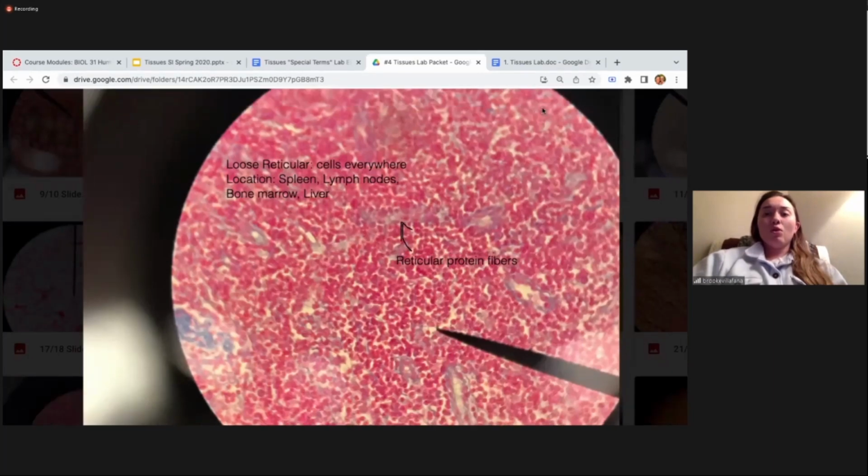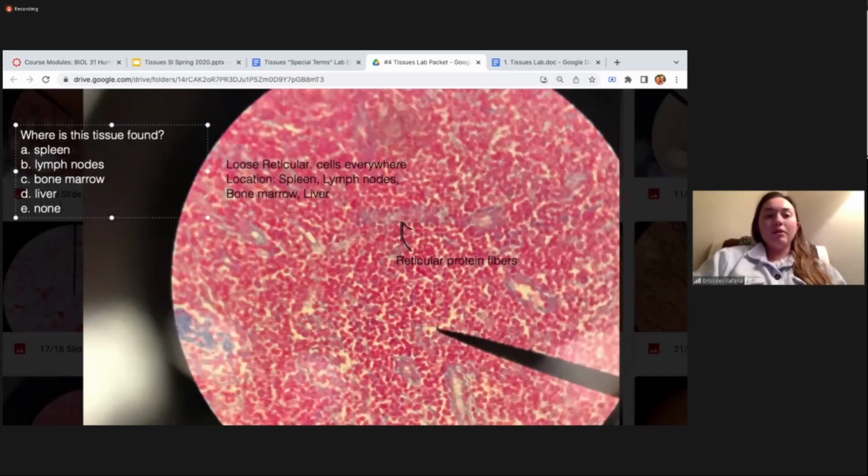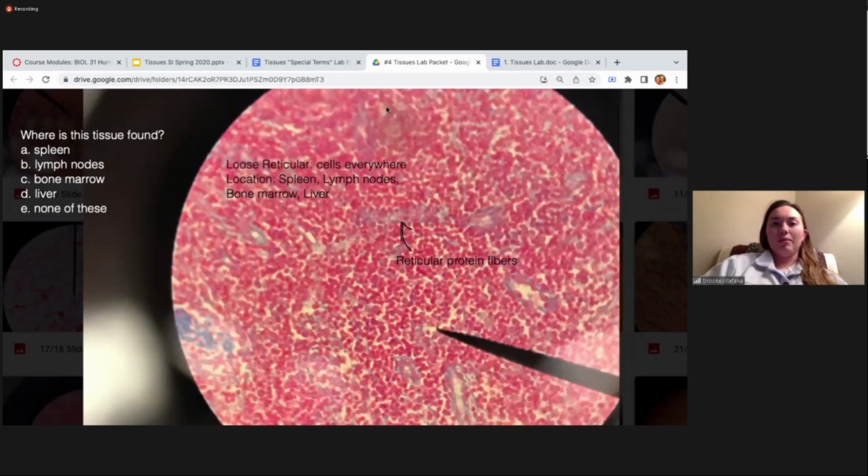So for example, the way that I would write this question if I was doing the test is, I would say, where is this tissue found? And my options would be spleen, lymph nodes, bone marrow, liver, and none of these. So how would you guys answer that? If this was your tissue that you were looking at under the microscope, and this is the question, how would you guys answer that? What would your answer be?